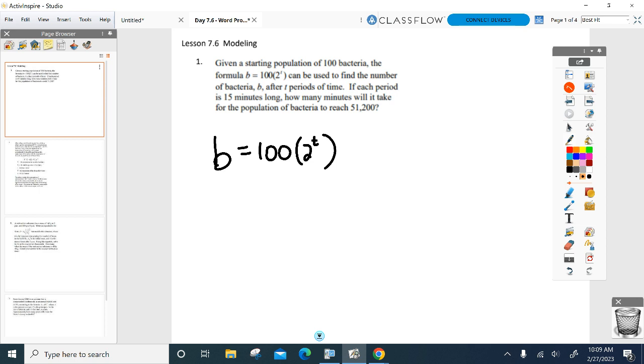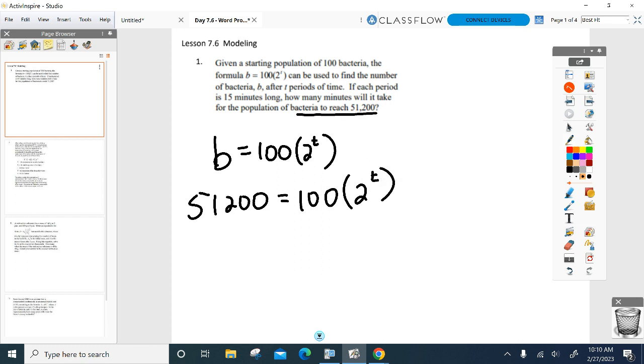Know what each variable means before we even get going. All right, B, that's the number of bacteria. T, periods of time. Each period's 15 minutes long. How many minutes will it take for the population of the bacteria to be 51,200? So I need somewhere in that equation to plug in 51,200. That's the number of bacteria. T or B? B. So 51,200. And really, I don't have a choice here. There's only one variable left, and that's the one I'm going to solve for. And I'll get back to that variable when we solve it at the end.